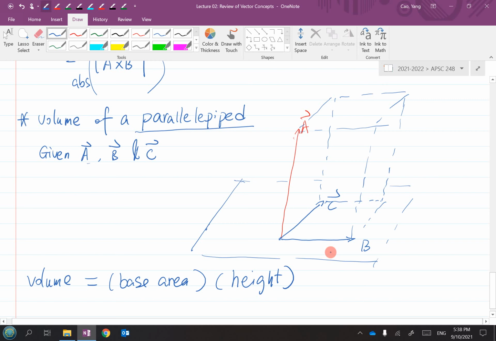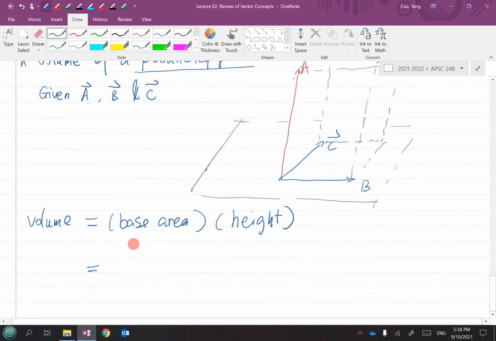Excellent, right? That's exactly the problem we just solved there. So the base area is the magnitude of B cross C. That's the area of the parallelogram. Okay, that's easy. So now it's the height. This one probably requires a little bit of writing here.